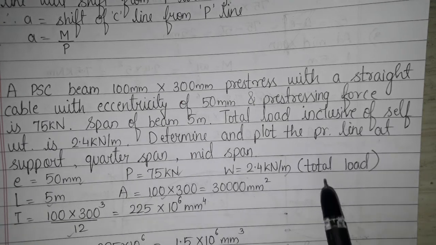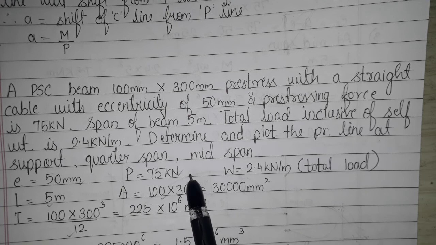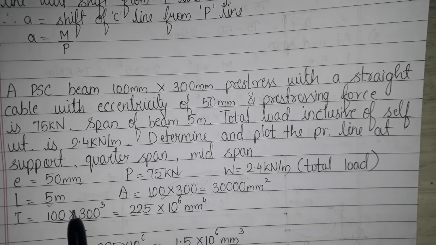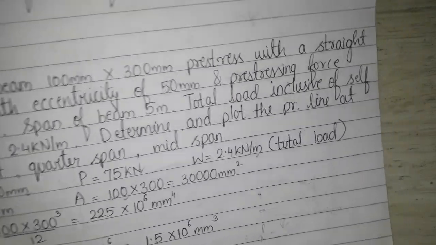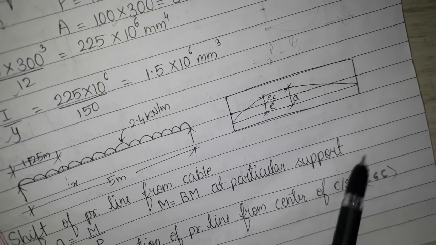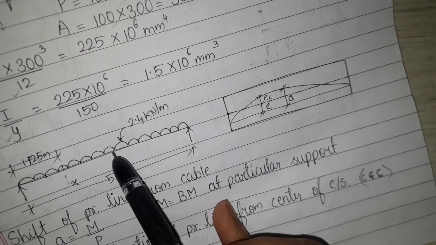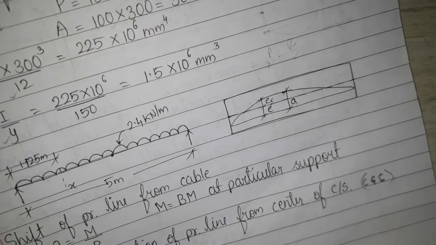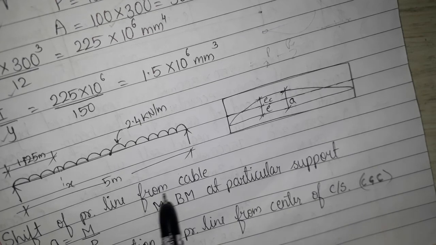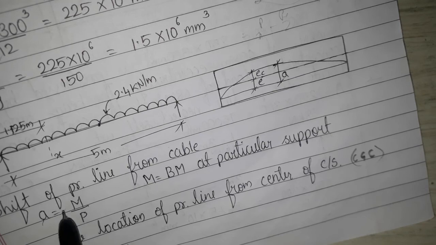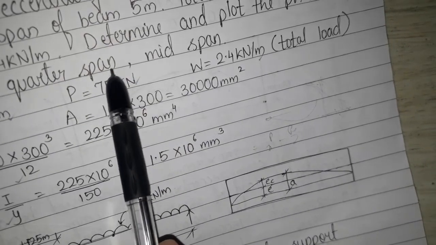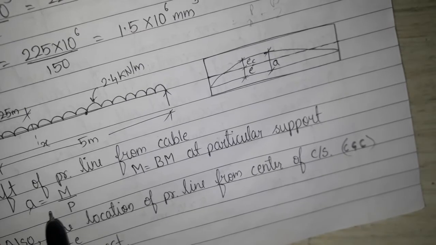These are the given data. The eccentricity is given, P is given, W is given, and it is inclusive of self weight. L is given, area is given, so you can easily find the moment of inertia and section modulus. Now let's move ahead. As you know, the shift of pressure line from the cable is A equal to M by P. P is given, so we have to find out M now.